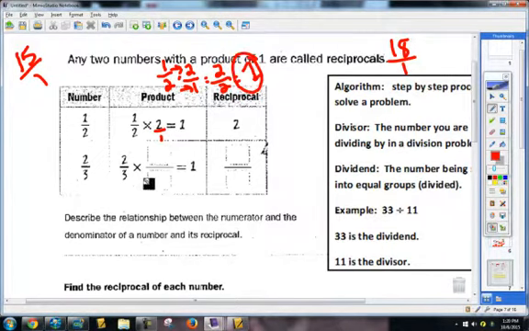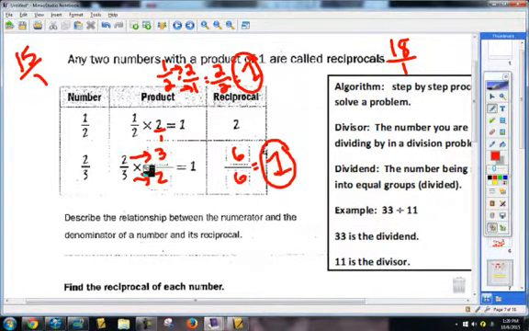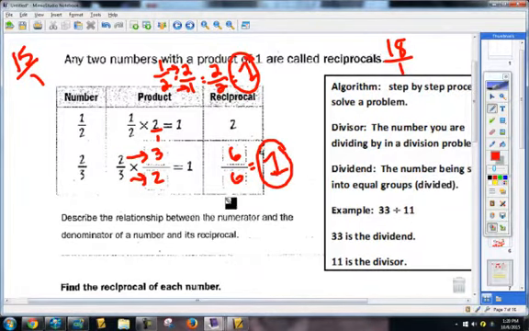Here, the reciprocal of 2/3 is going to be 3/2. Why? Because top times top, bottom times bottom, that's going to give me 6 over 6, which ultimately equals 1. I know that's where you're supposed to put the reciprocal, but that's fine. Okay? Alright. So that's what reciprocals are.